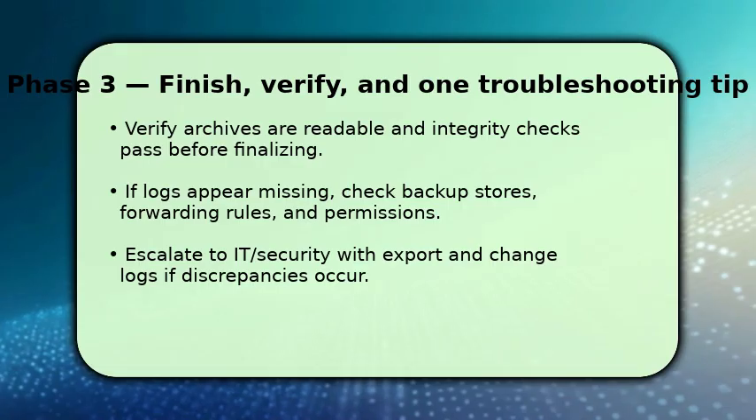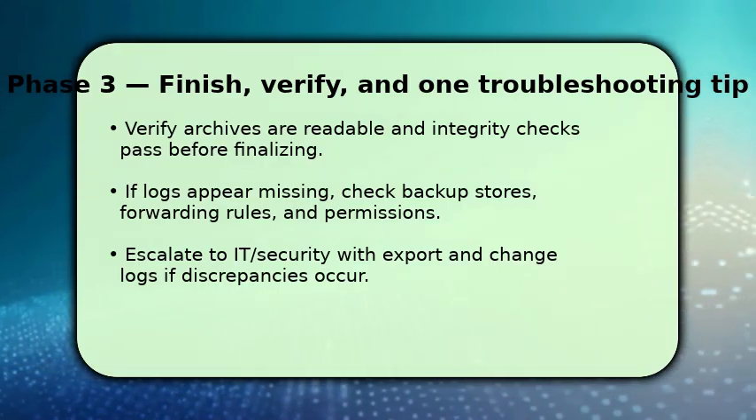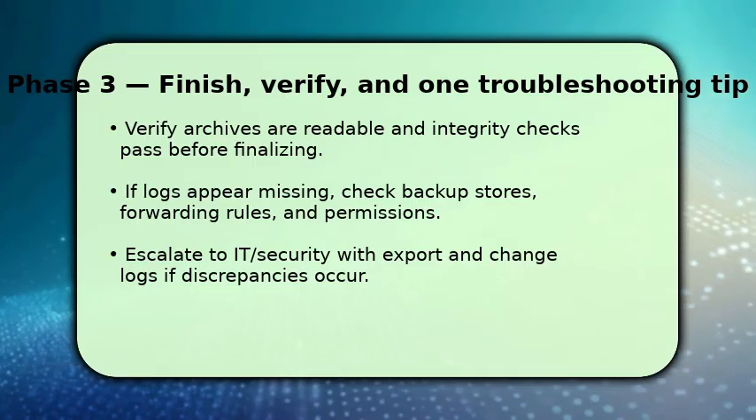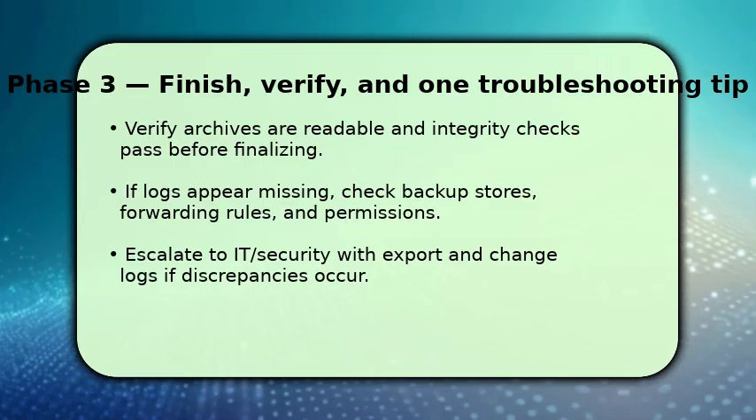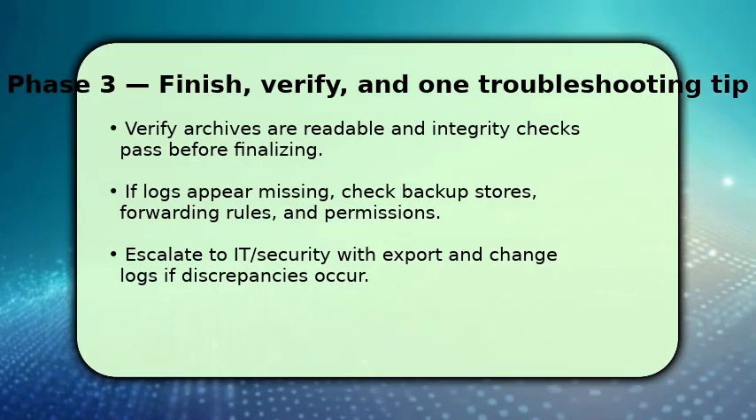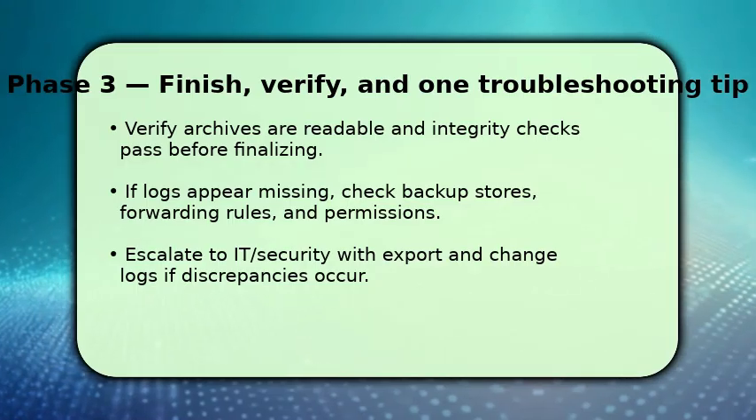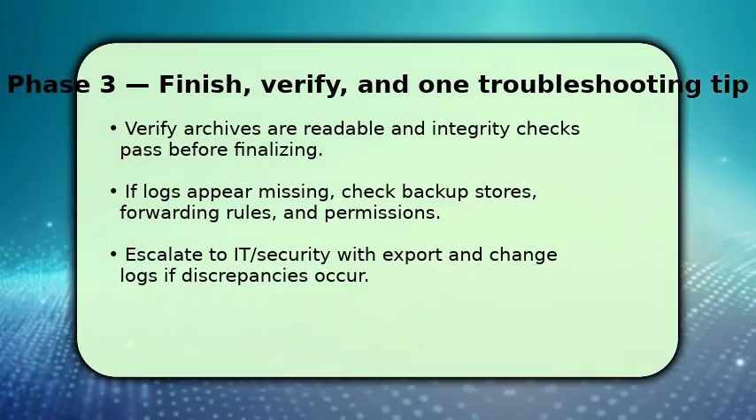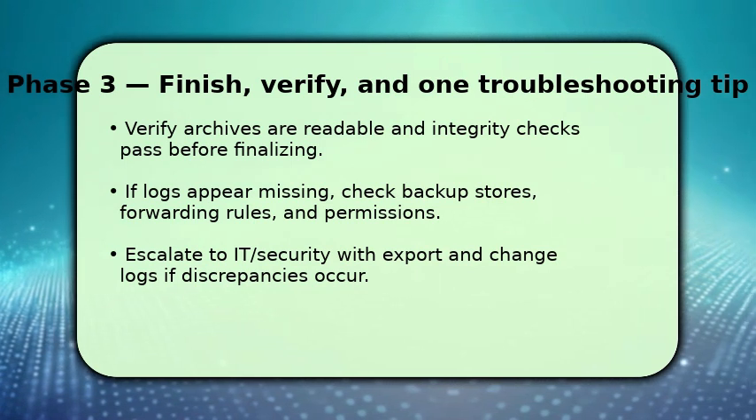If something goes wrong, first confirm backups and forwarding rules. Make sure file and service permissions weren't altered. You should also check audit trails for the administrative actions you performed. If discrepancies persist, escalate immediately to IT or your security team, provide the exported metadata and timelines, and refrain from further host-side changes until investigators advise next steps.